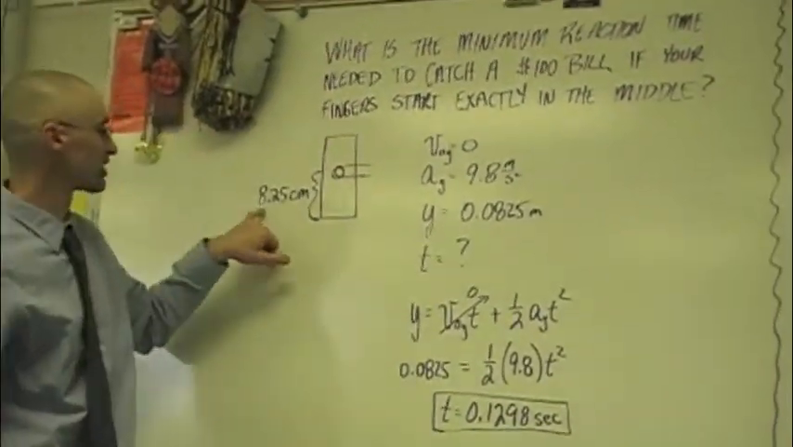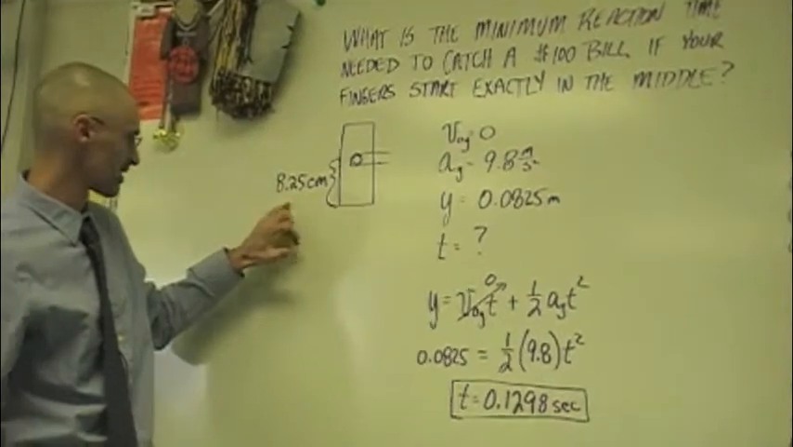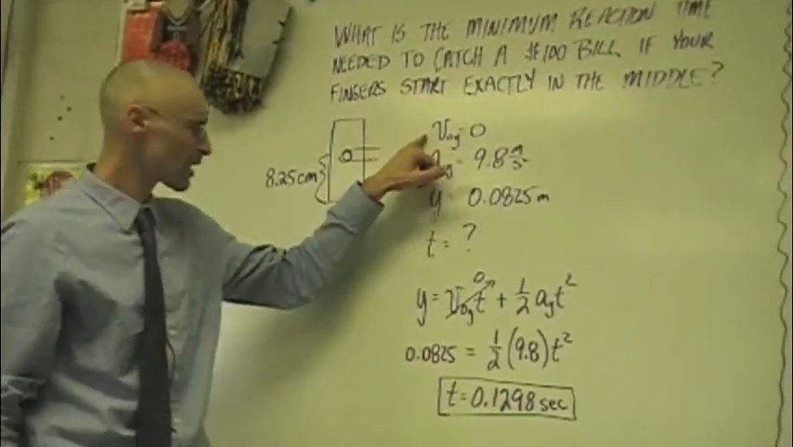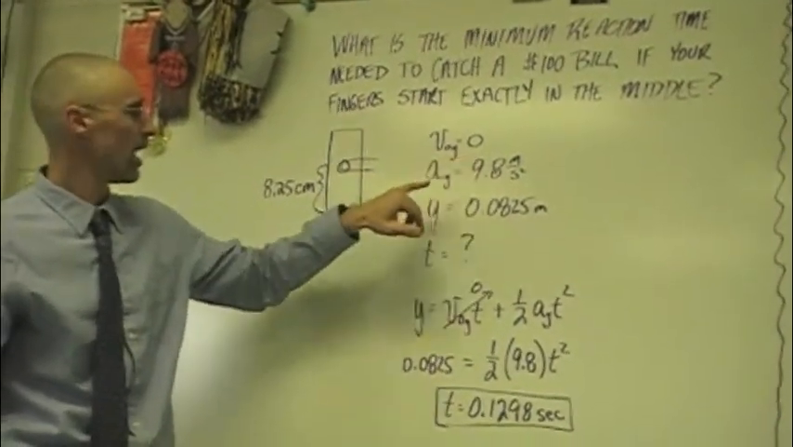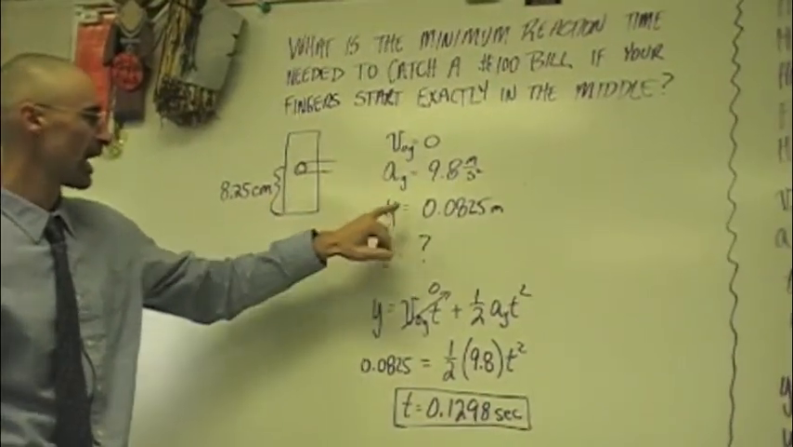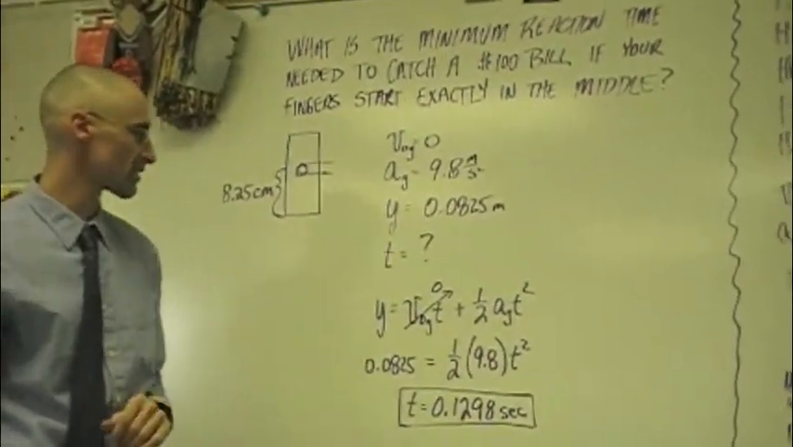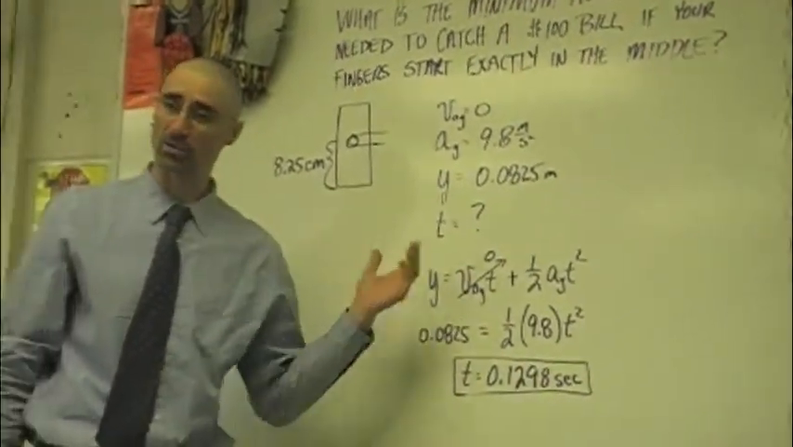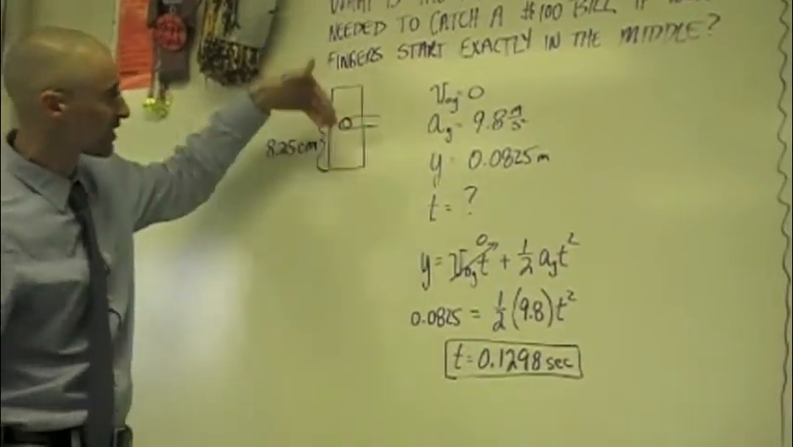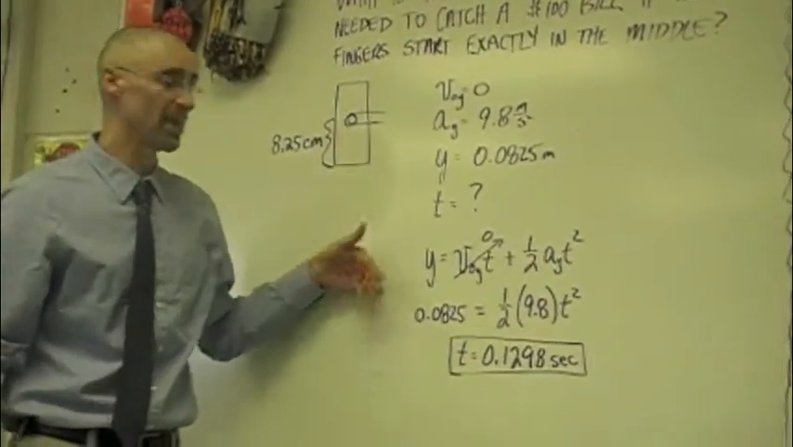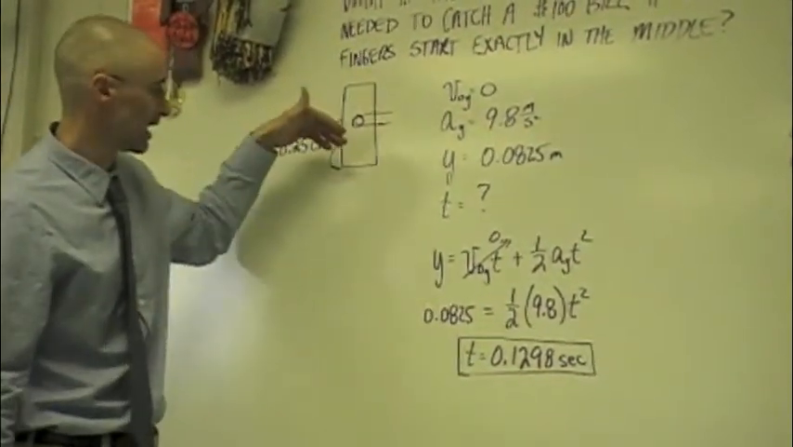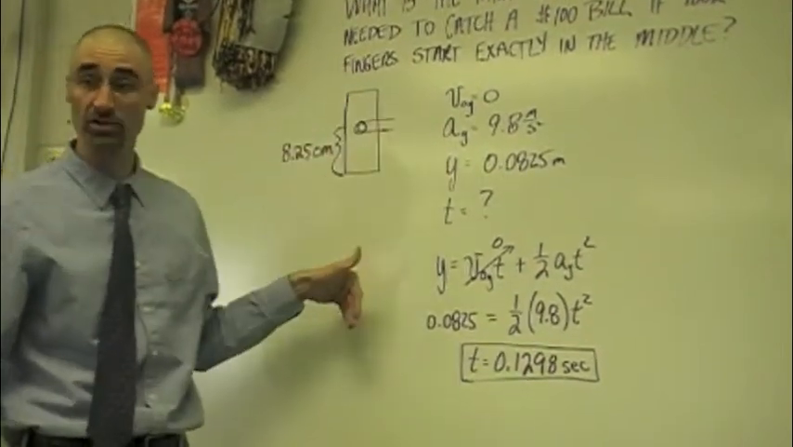I measured earlier that the distance from the middle of the dollar to the edge of the dollar is 8.25 centimeters. So guys, initially our velocity in the y direction is 0. Our acceleration in the y direction is 9.8 meters per second squared. Our y is 0.0825 meters, and we're going to look for our minimum reaction time. Since everything's going in one direction, I've made that the positive direction. That's okay to do if you keep all of the variables positive.